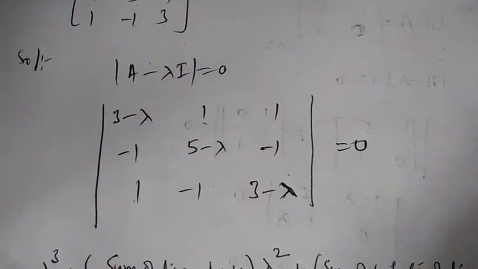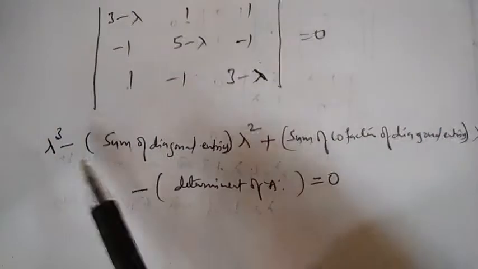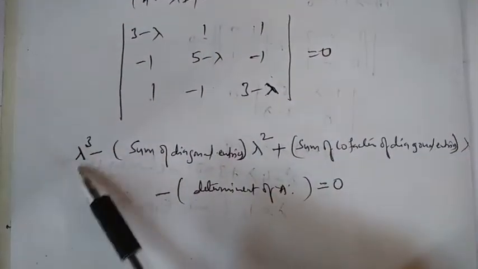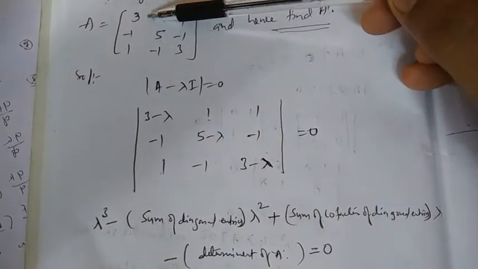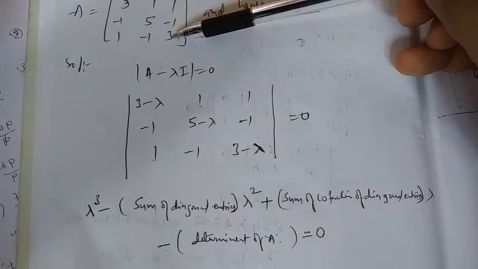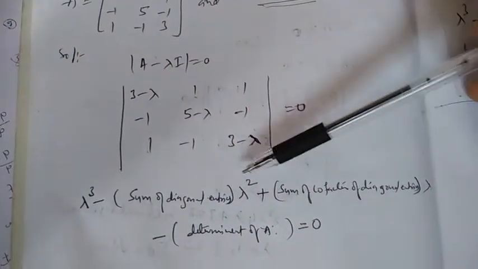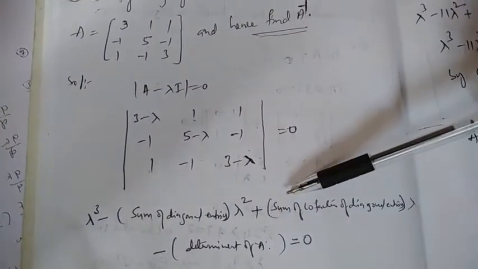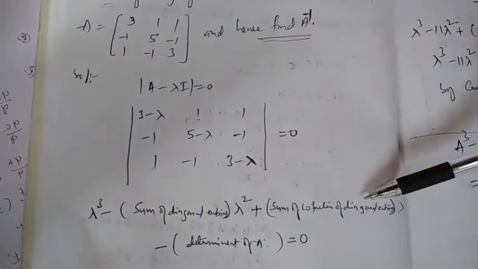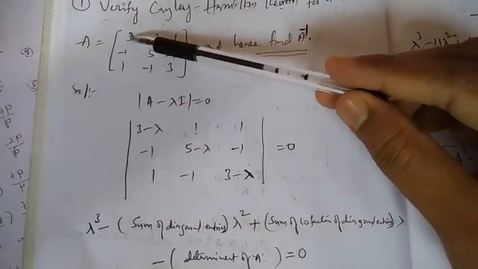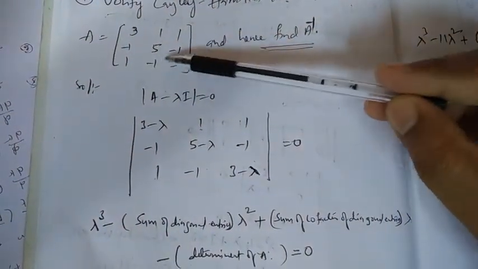Otherwise, go for my method, a simple trick to get the polynomial. For a 3 cross 3 matrix, the polynomial is of degree 3: lambda cube minus the sum of the diagonal entries of the given matrix. The sum of the diagonals is 3 plus 5 plus 3. We write it into lambda square, plus the sum of the cofactors of the diagonal entries.